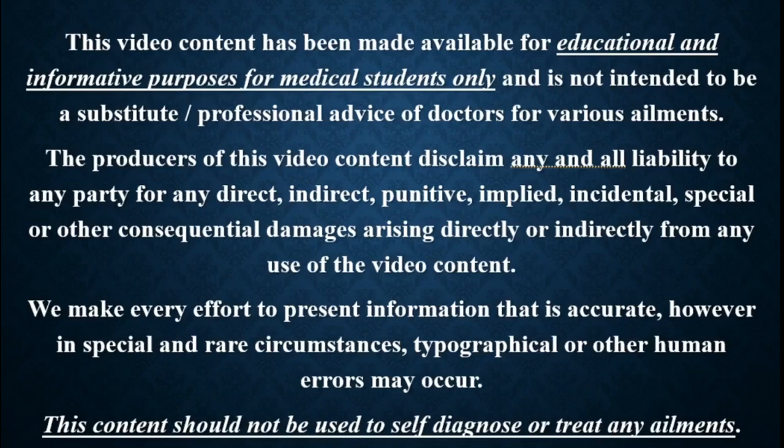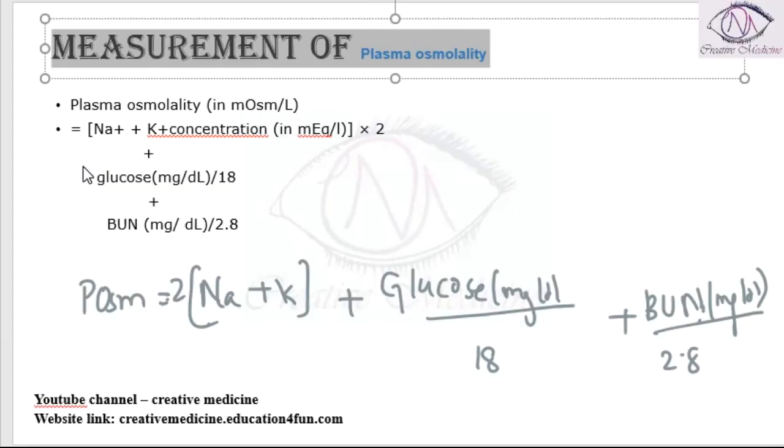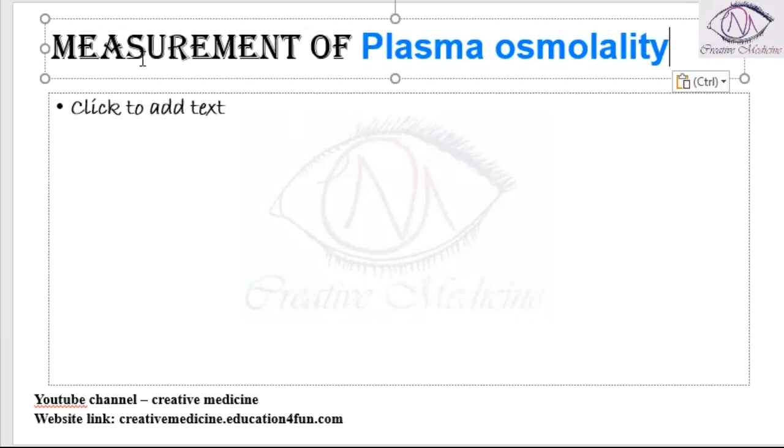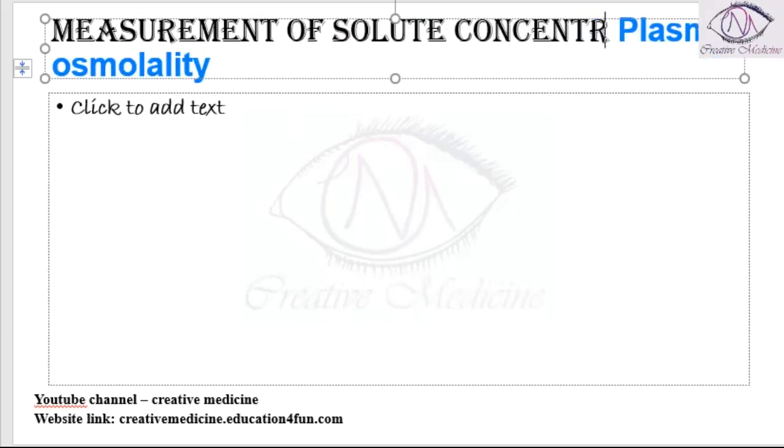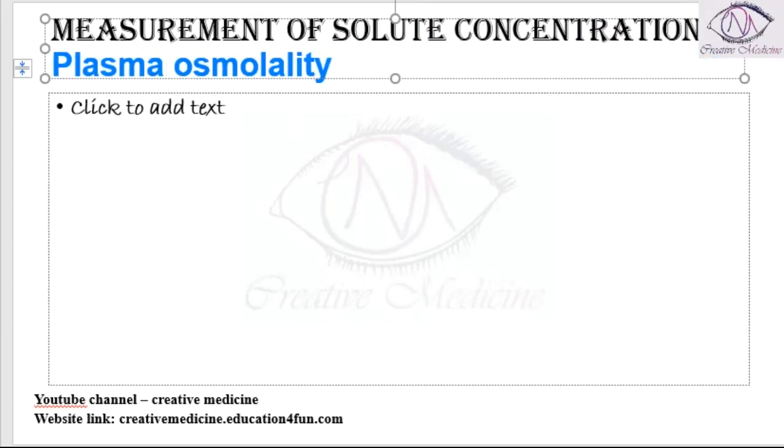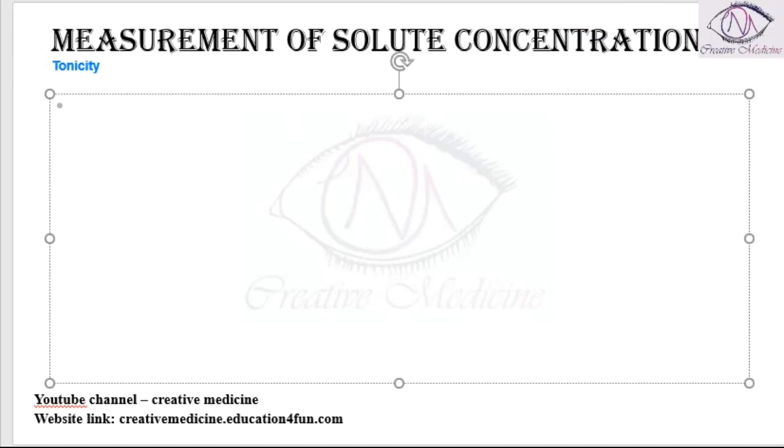In this lecture, we will learn about the measurement of solute concentration. So, in the measurement of solute concentration, we can measure the solute concentration by tonicity. What is tonicity? Tonicity is the osmolarity of a solution with respect to the plasma osmolarity.